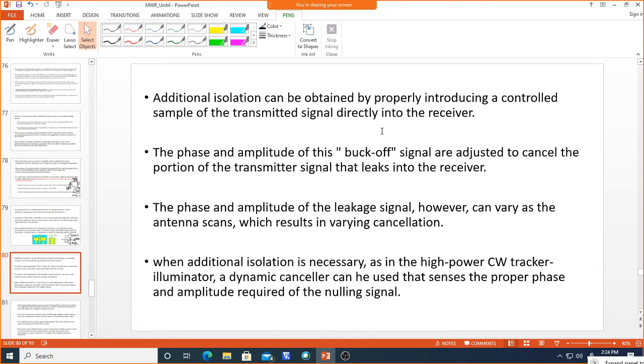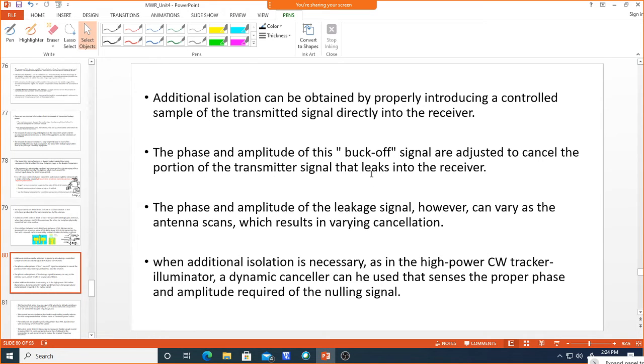Now additional isolation can be obtained by properly introducing a controlled sample of the transmitted signal directly into the receiver. We can sample the continuous wave signal, and also with the time duration we can transmit the signal and achieve the isolation. That is an additional 10 or 20 dB, or even a small amount of isolation, that we can achieve by using this technique. Another technique: the phase and amplitude of the echo signal are adjusted to cancel the portion of the transmitted signal that leaks into the receiver.